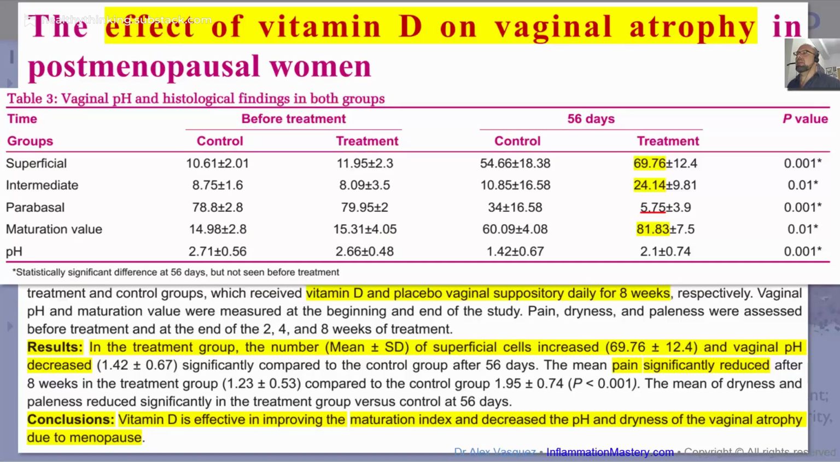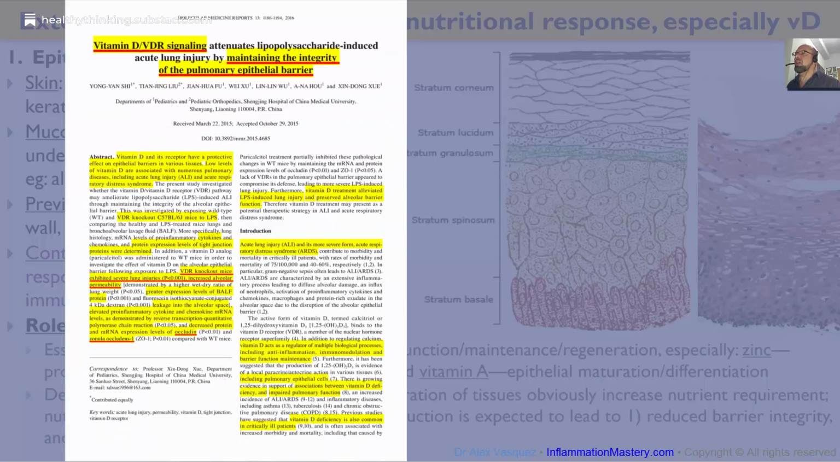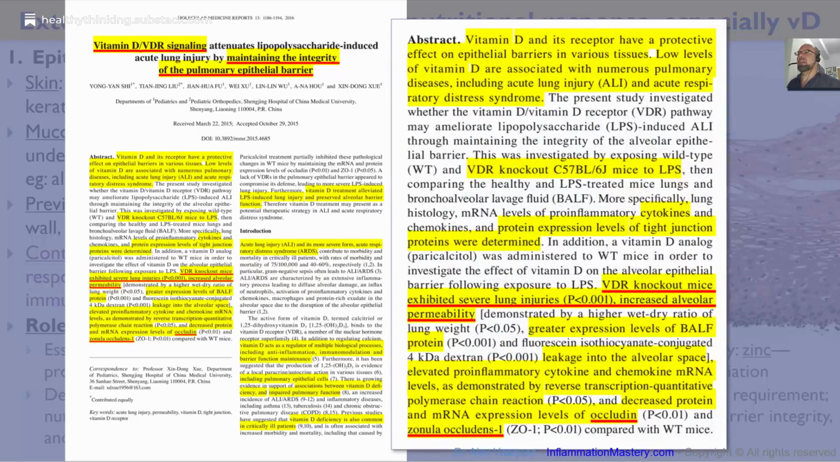Let's continue this theme of vitamin D on epithelial tissue by looking at another study here, this time focusing on vitamin D and vitamin D receptor signaling on maintaining the integrity of the pulmonary epithelial barrier. Here the authors state that vitamin D and its receptor have a protective effect on epithelial barriers in various tissues. So not simply vaginal epithelium, but also effects in the gastrointestinal tract, and here also looking specifically at lung tissue. Low levels of vitamin D are associated with numerous pulmonary diseases, including acute lung injury and acute respiratory distress syndrome.